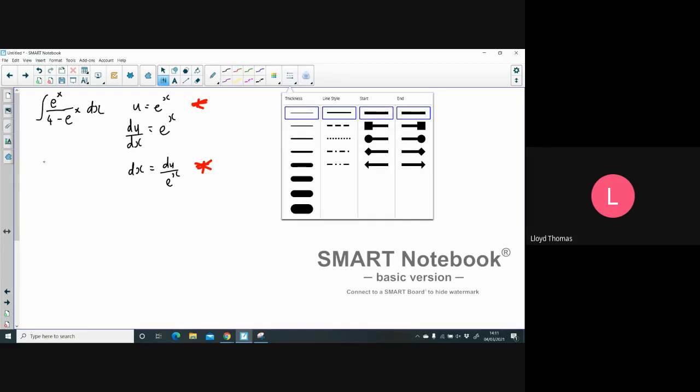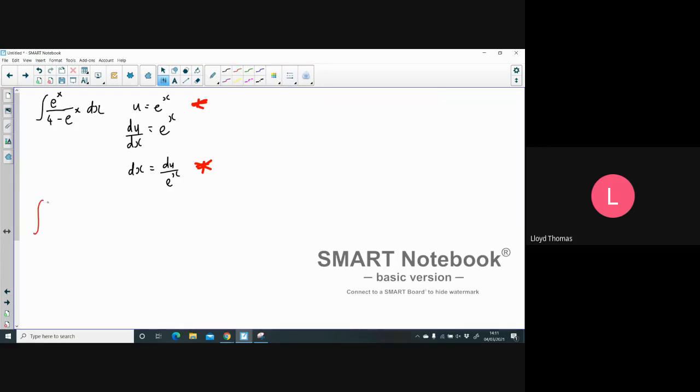Okay, so if I substitute them back into my original equation, which was e to the x over 4 minus e to the x, then u is equal to e to the x.